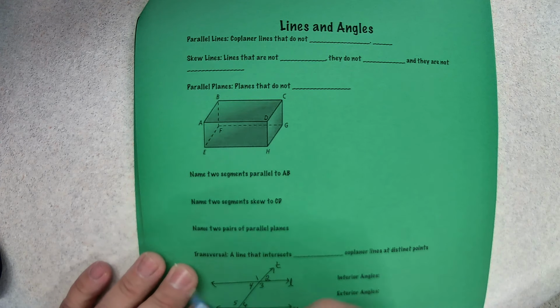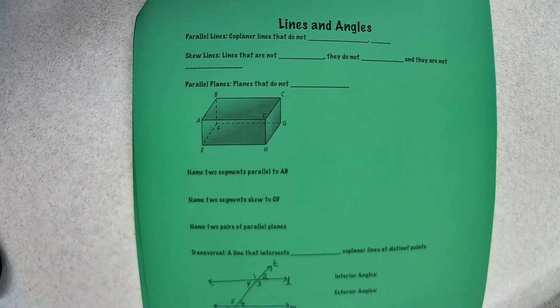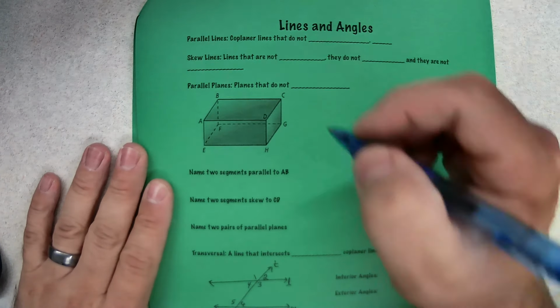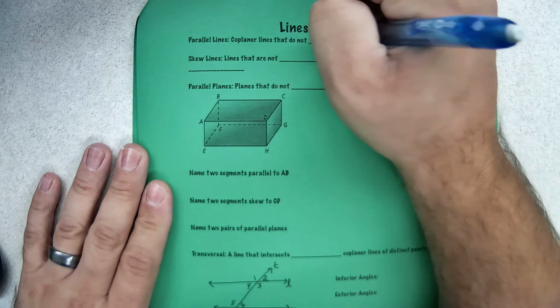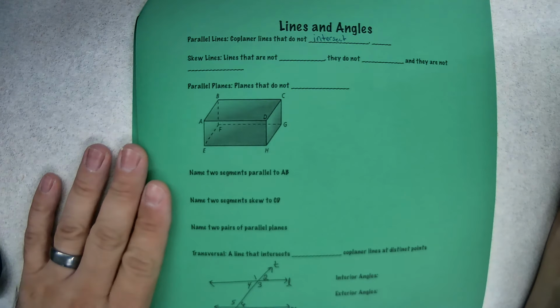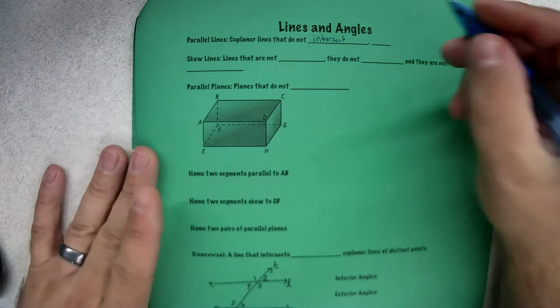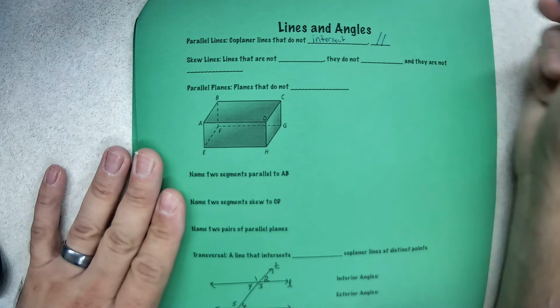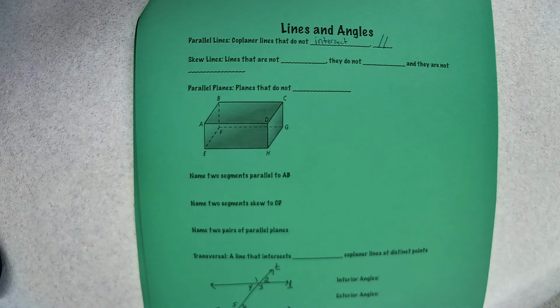Hi, hello. This video is on lines and angles. So the first type of line that we're going to look at is a parallel line. Parallel lines are lines that do not intersect, or coplanar lines that do not intersect. And we use a little symbol for this, and it kind of looks like two little mini parallel lines or two diagonal lines. We use that to say that two things are parallel.